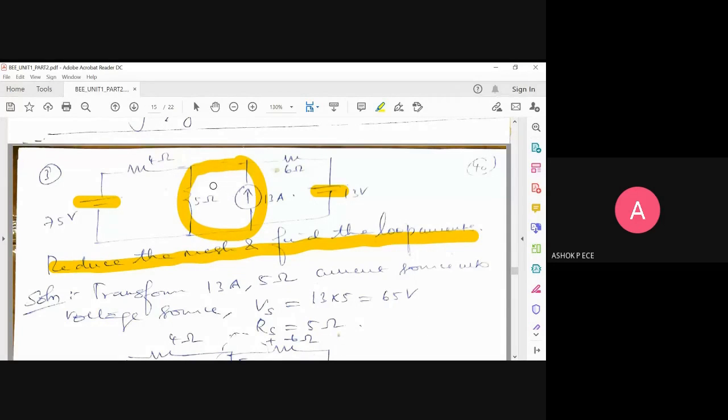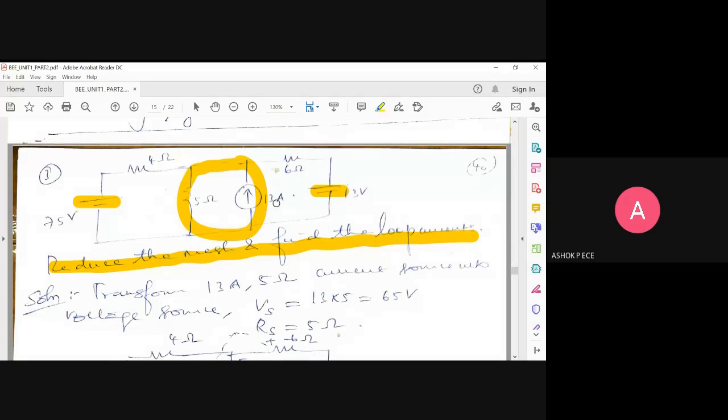Is that clear? See, even you can convert this voltage source into current source, this voltage source into current source, but the number of loops will increase because a current source will always have a parallel resistance, correct? So if you want to reduce the mesh, the only option is converting this current source into voltage source. And we have seen how to convert using Ohm's law.